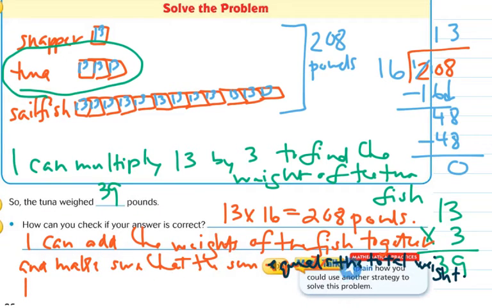So these are all examples of how you can use a strategy, draw a diagram, to help us solve a division problem. And in these last 2 particular problems, we used the actual bar model to help us solve our division problems.